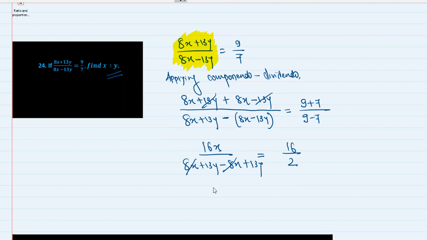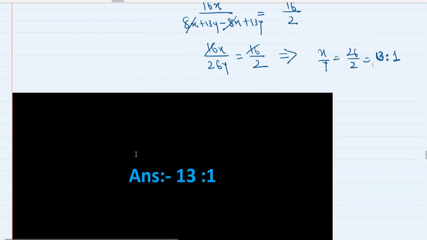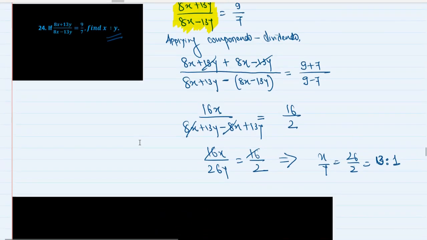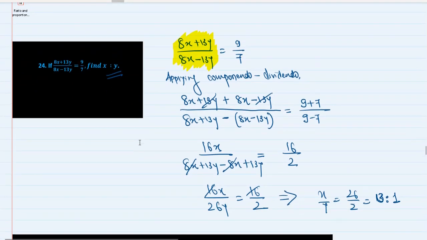Okay, so this will become 16x by 26y is equal to 16 by 2. 16 gets cut, and see, 26 can be taken over to the other side, so x by y becomes 26 by 2, which is 13 is to 1. 13 is to 1. Let's check, x is to y, 13 is to 1. Yes, it is correct. So did you understand how to apply componendo dividendo?